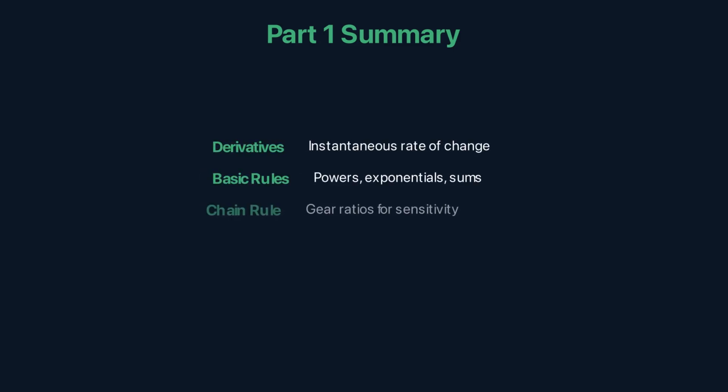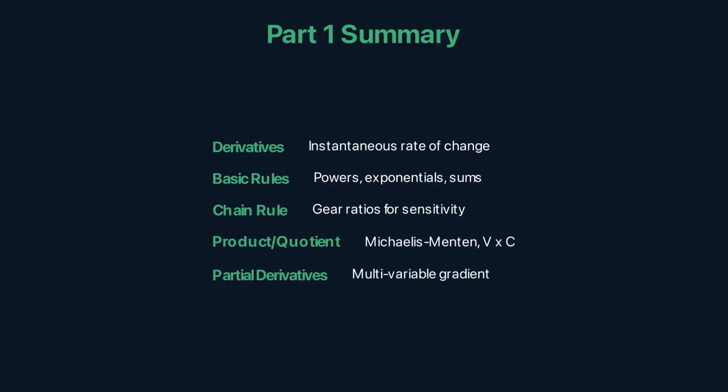Derivatives read the instantaneous rate. Basic rules handle powers, exponentials, products, quotients. The chain rule propagates through compositions, gear ratios for sensitivity analysis. Partial derivatives extend to multiple variables, the gradient for optimization. Next, putting it all back together.